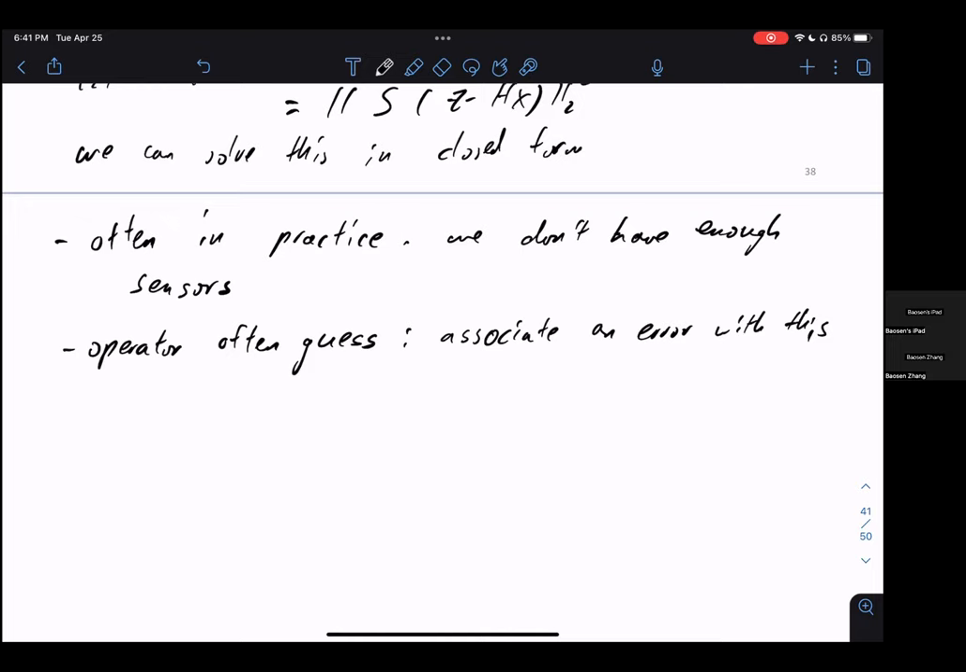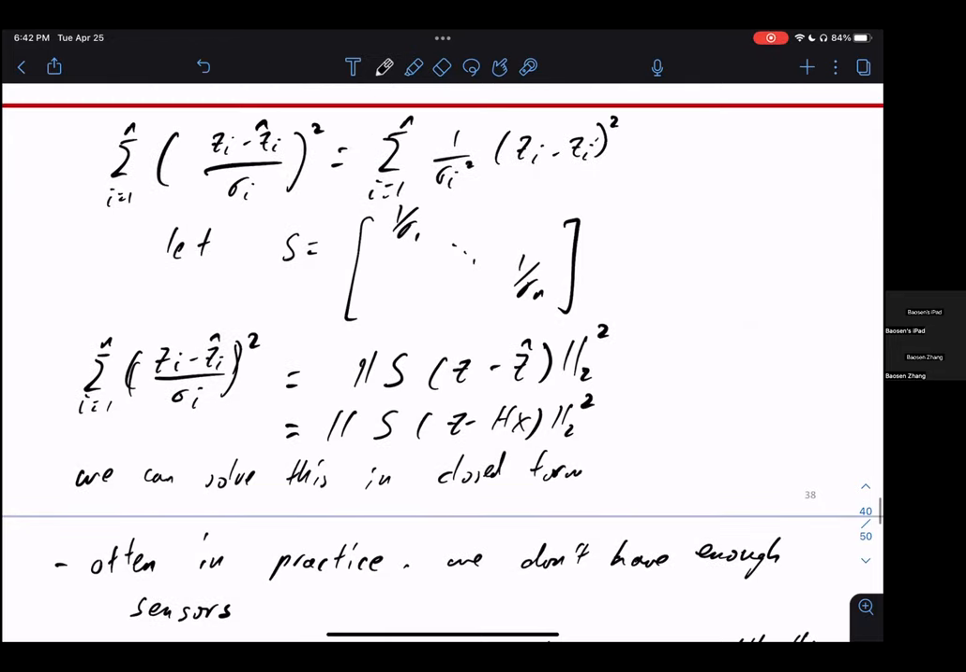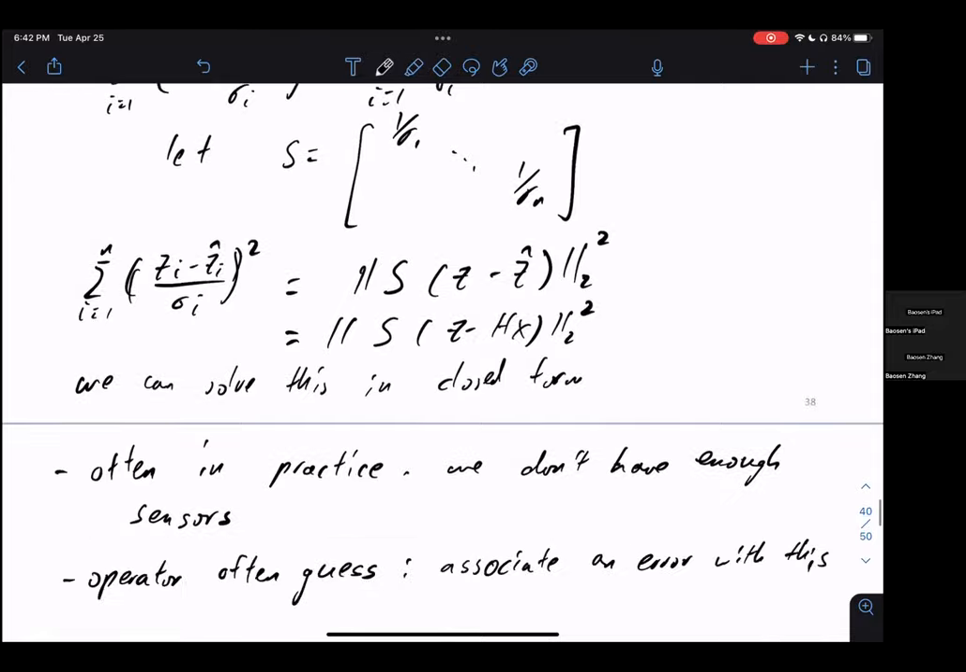Okay, so you can guess. If you're a good operator, you can actually guess pretty accurately. If you're not a very good operator, you don't guess very accurately. If you're very good at guessing, your guesses basically become measurements associated with some error level, and then you just run this. This kind of formulation actually makes everything consistent. If your sensor is broken, for example, you just guess. And people are pretty good at this, operators actually.